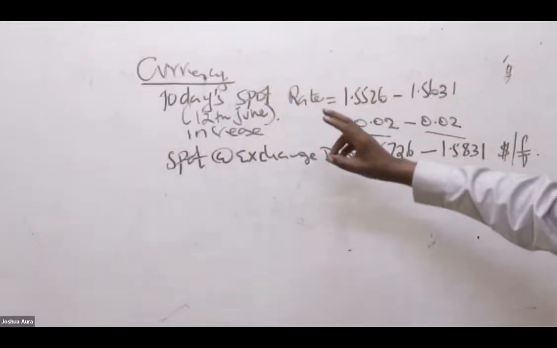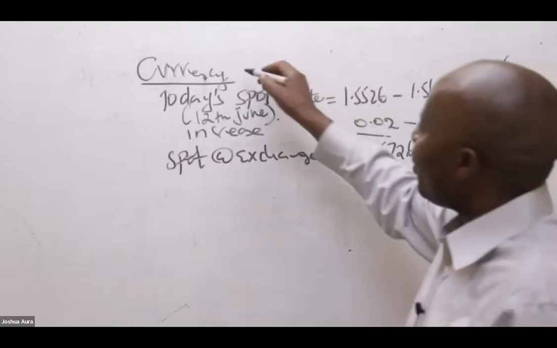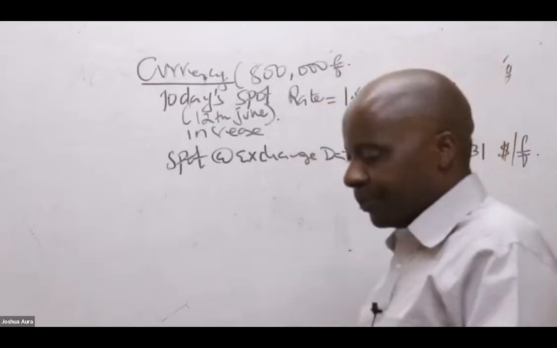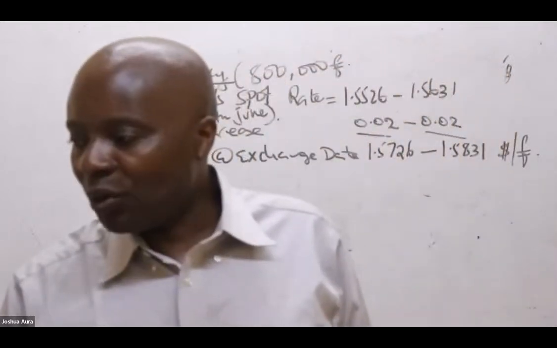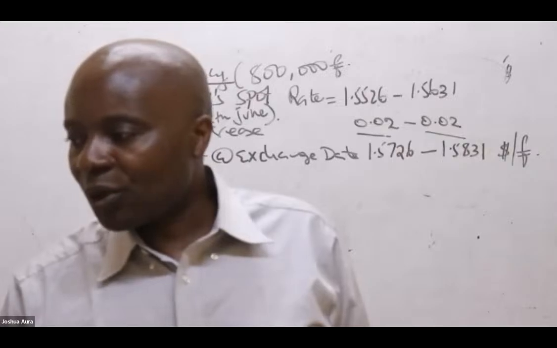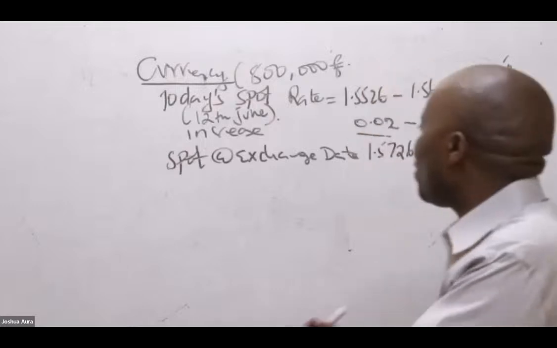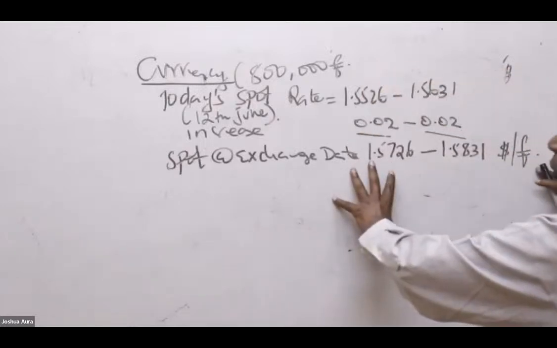For the currency, I know the amount is 800,000 pounds. 800,000 pounds is the amount in question. Of course, this company being in the US, they need the US currency, and they're going to receive this money on the 10th of August. So can we kindly go ahead and exchange? We shall be exchanging this 800,000 using this rate.